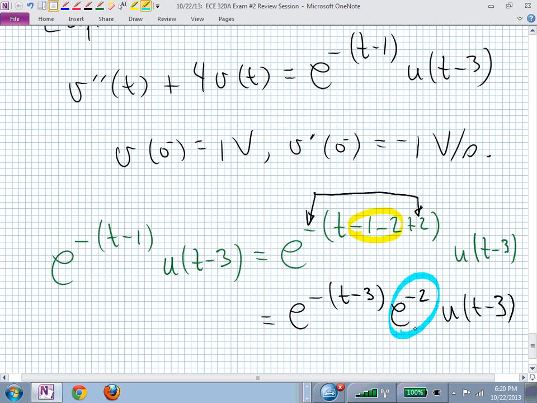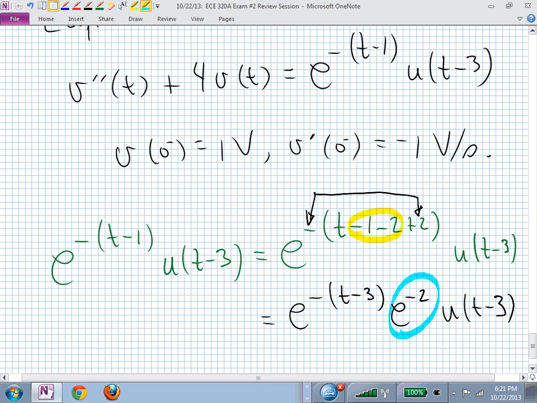This piece is now just a scaling factor. E to the minus 2, you can compute that, and that's just going to be a number. It's not very big. E to the minus 1 is about 0.37? So you square that. So that's not very big. That's e to the minus 2.